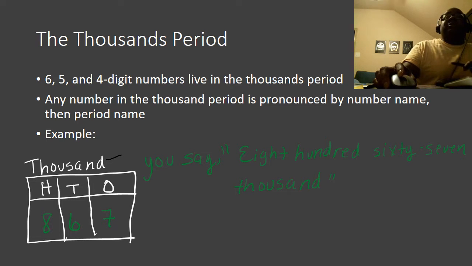Now, what I want you to do is with the sub that's there, I want you to stand up and practice saying that real quick. 867,000. I want to make sure that y'all said that right along with me. Now, let's try our next period.